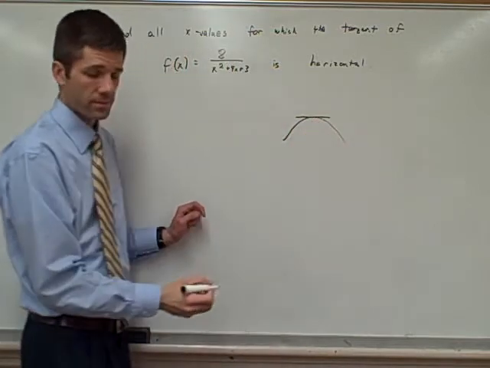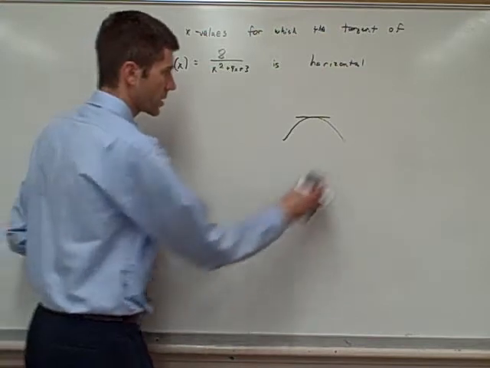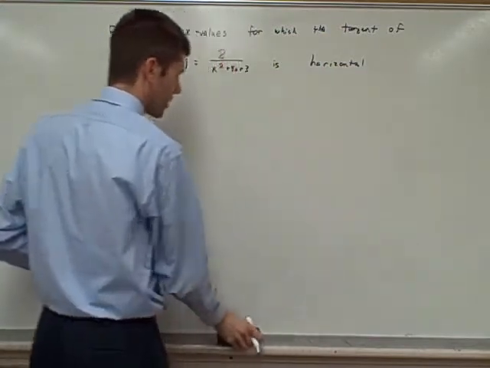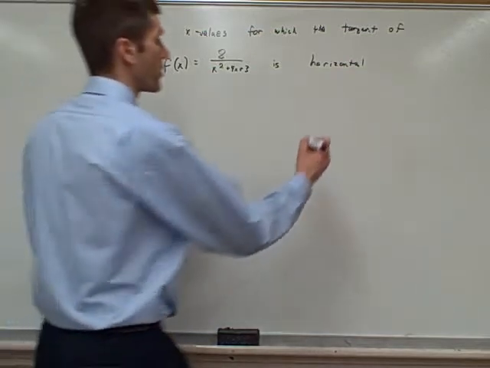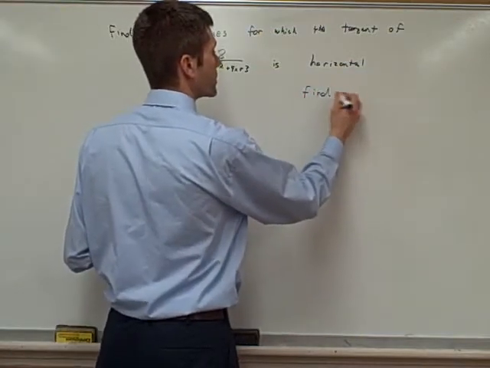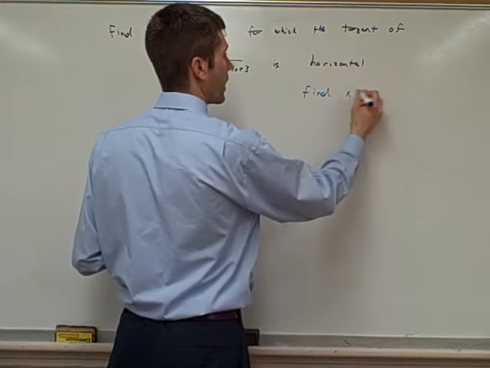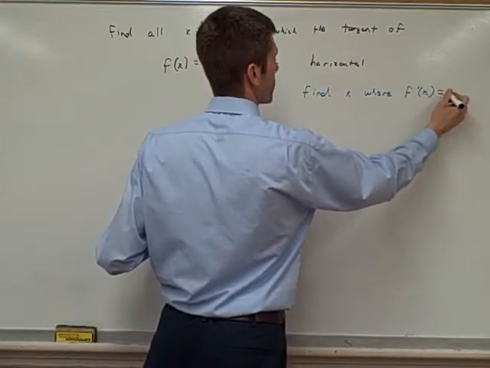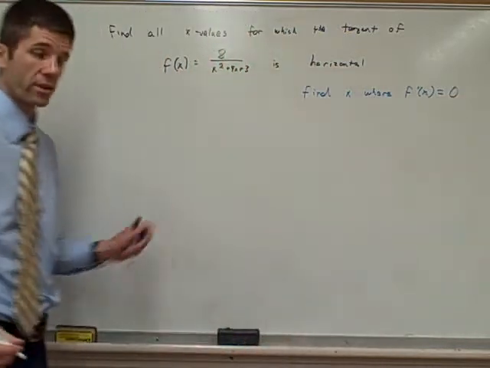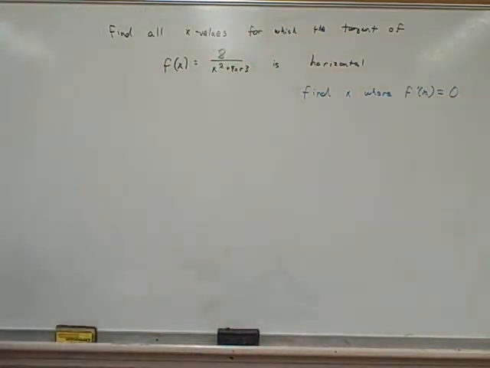It is leveled off. So, in other words, again, what we really need to do in this problem is find everywhere where the derivative equals 0. So find x where f prime of x is equal to 0. That's what we're really looking for. So obviously we need to find the derivative.